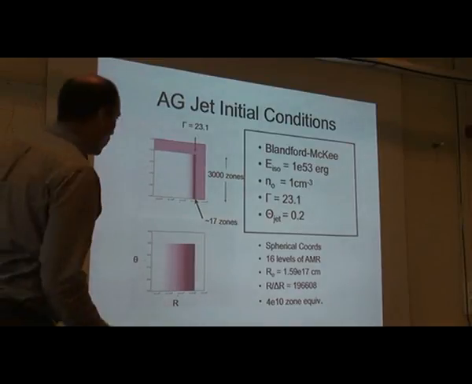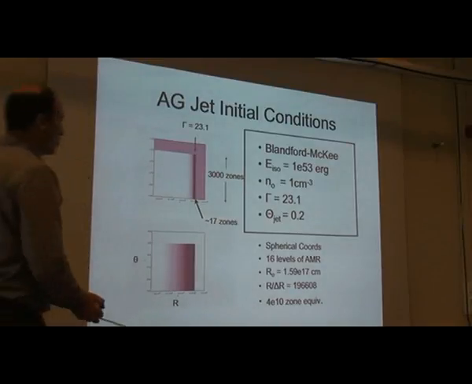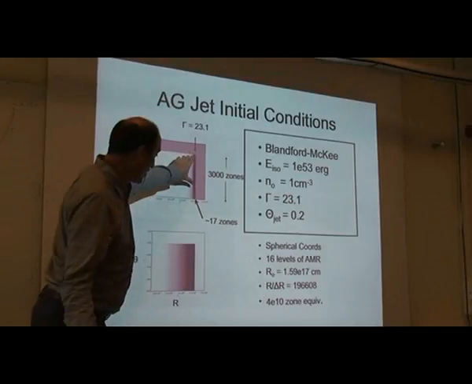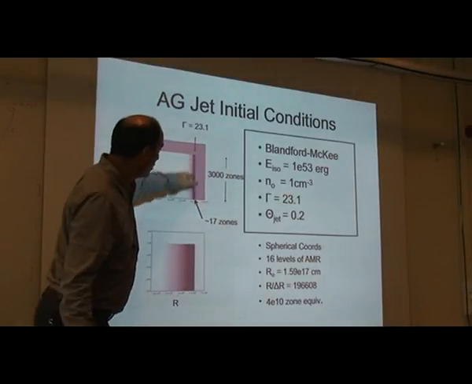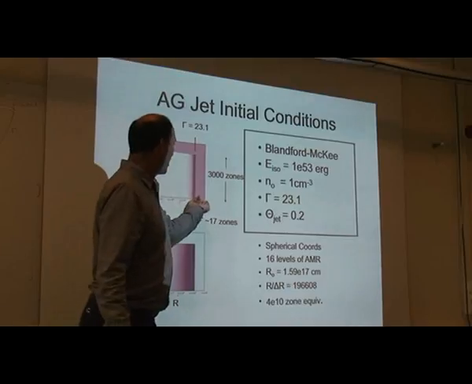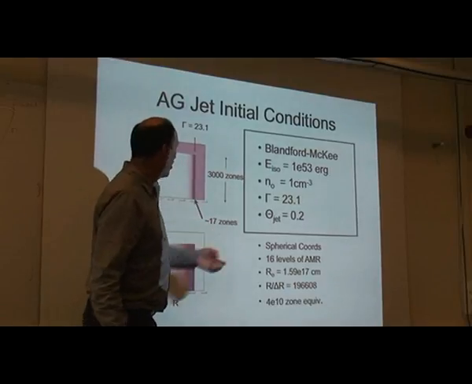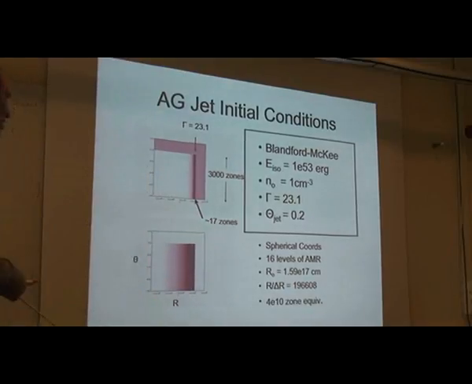Okay. And so what we do is we try to resolve this initial condition as best we can. So we use several thousand zones in this direction, and then in this energy-containing shell, we use 17 numerical zones. That's the highest resolution we've been able to do. And as you'll see, that works pretty well, but it's not exact. It's not really high enough, so we have to try even higher resolution.